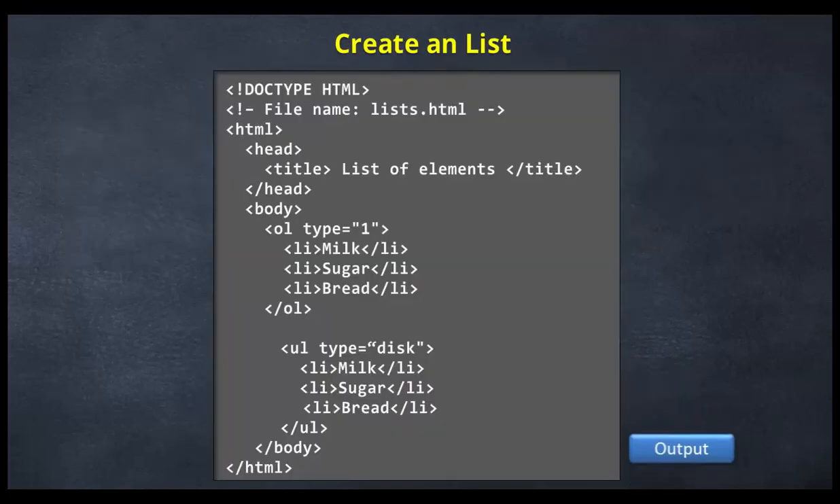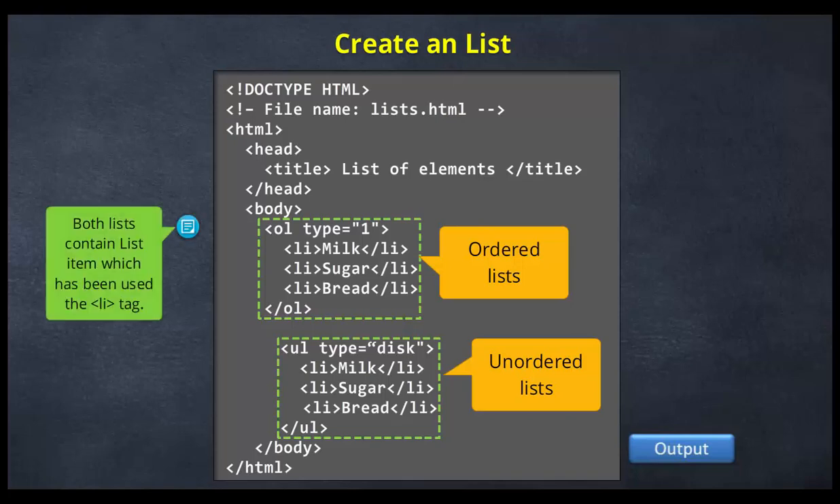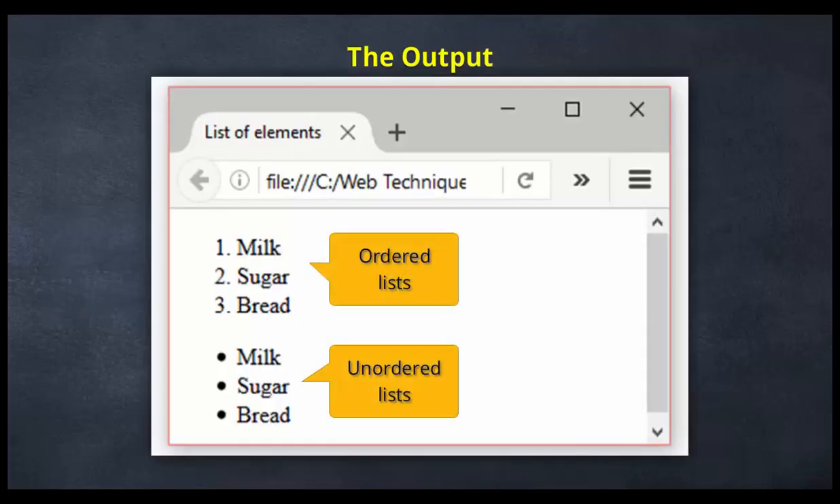The following example illustrates that there are two types of lists: ordered lists and unordered lists. Ordered list which uses the OL tag and unordered list which uses UL. Both lists contain list items which use the LI tag. The output of the unordered list and ordered list are also shown here for a better understanding of the list concepts of HTML5. Click at the Output button to display the output. The output of the unordered list and ordered list are shown here.